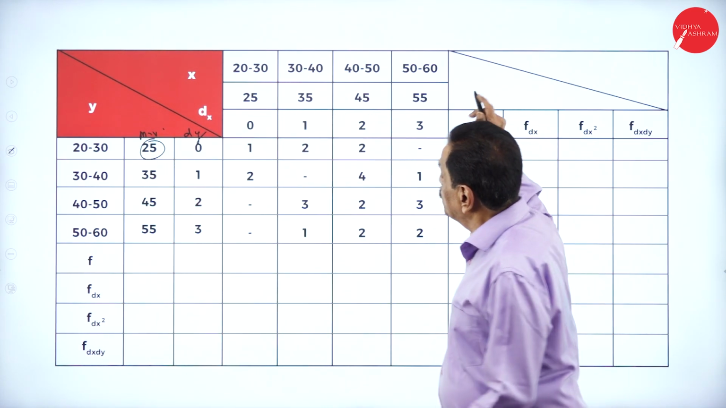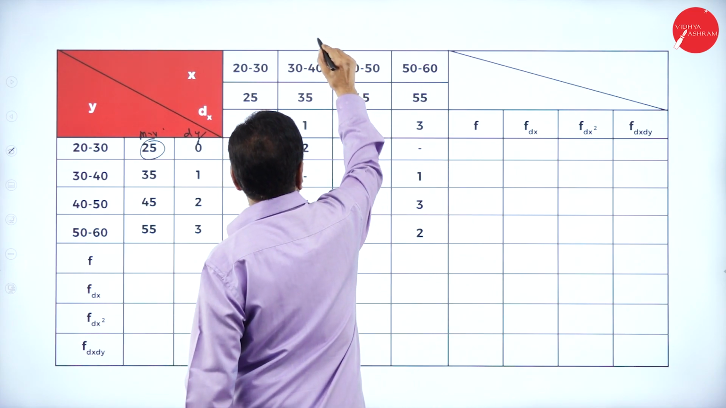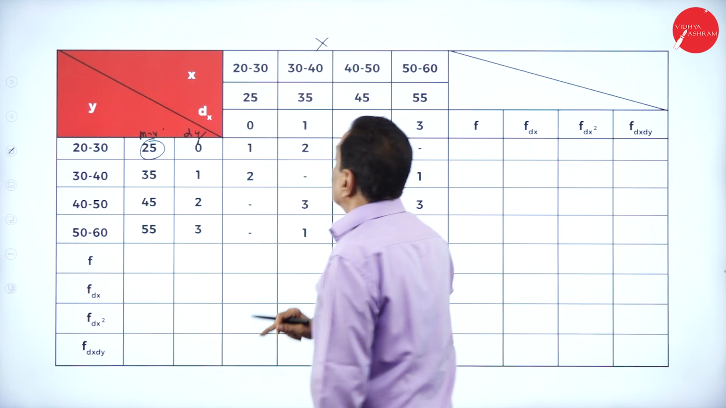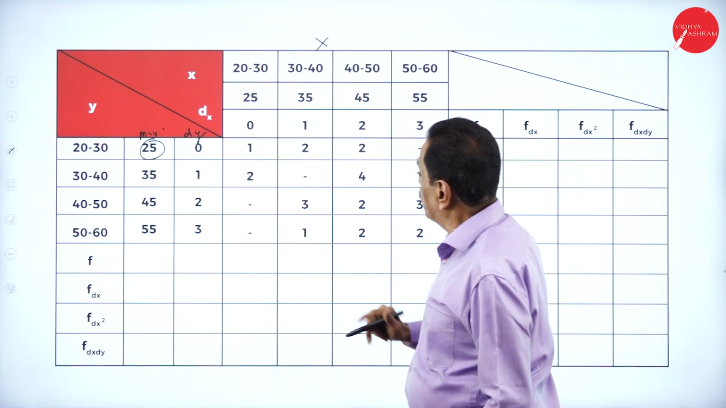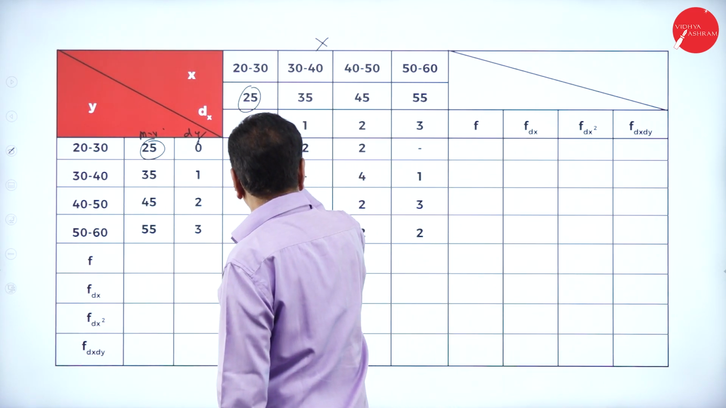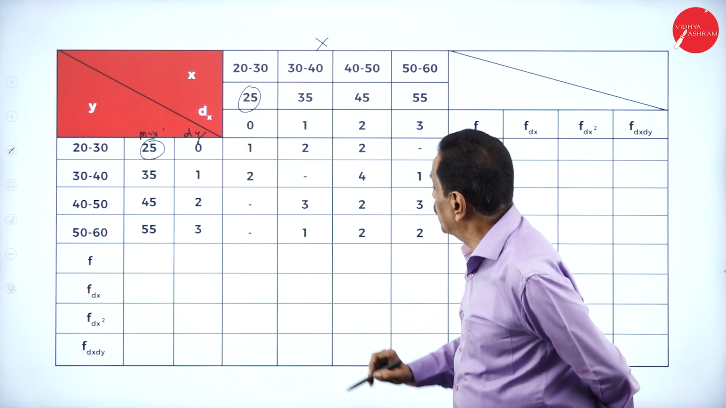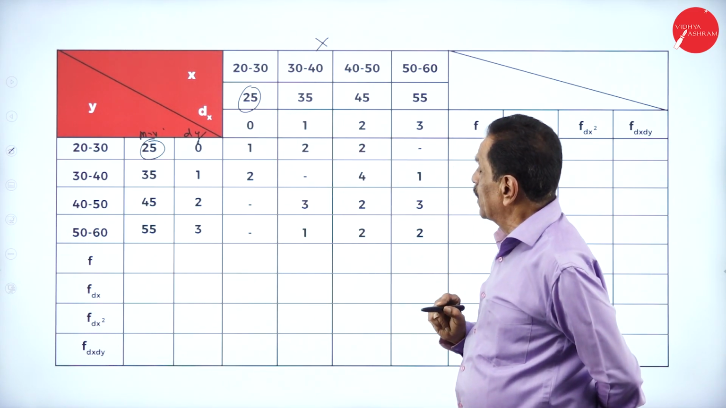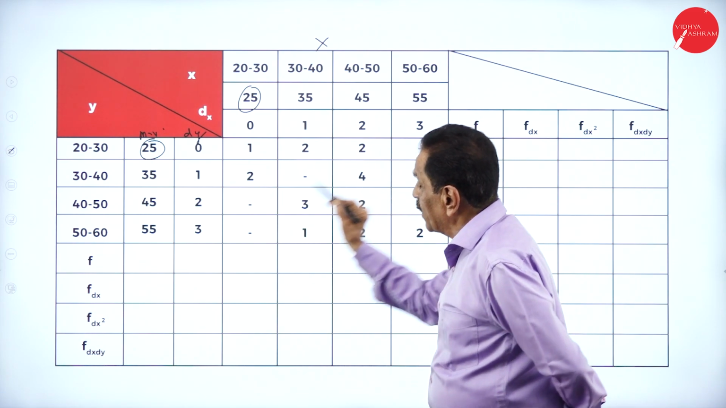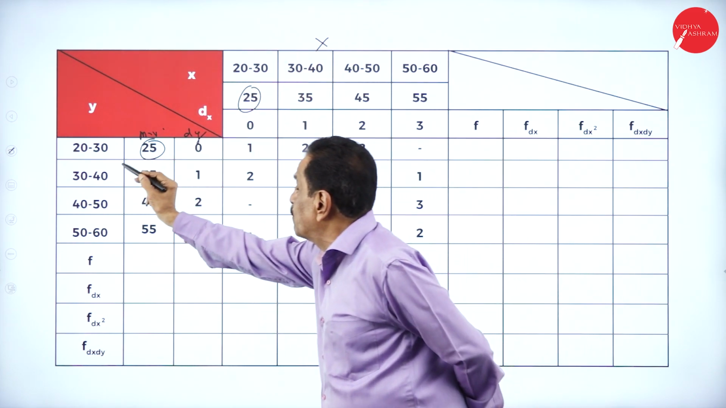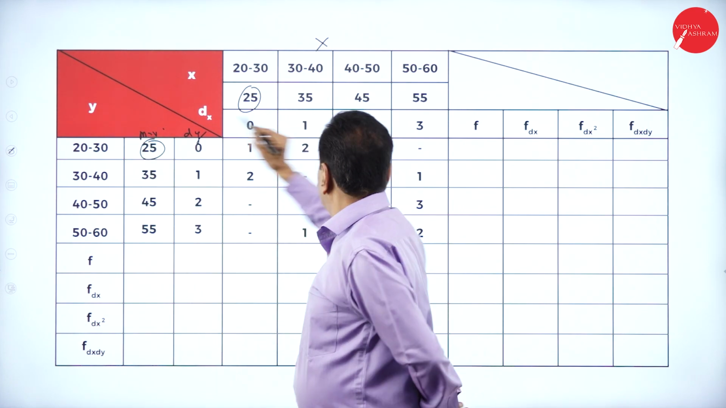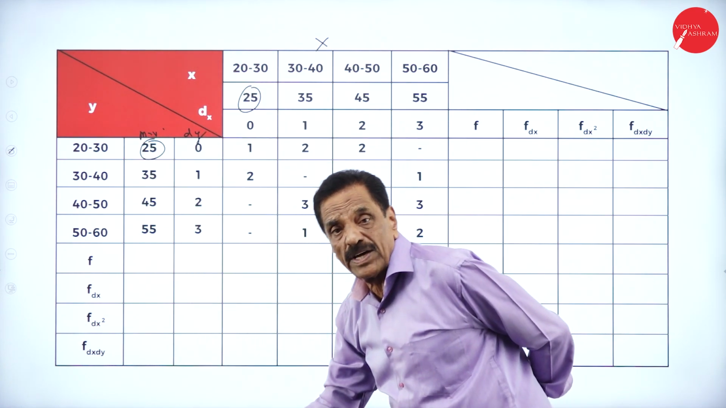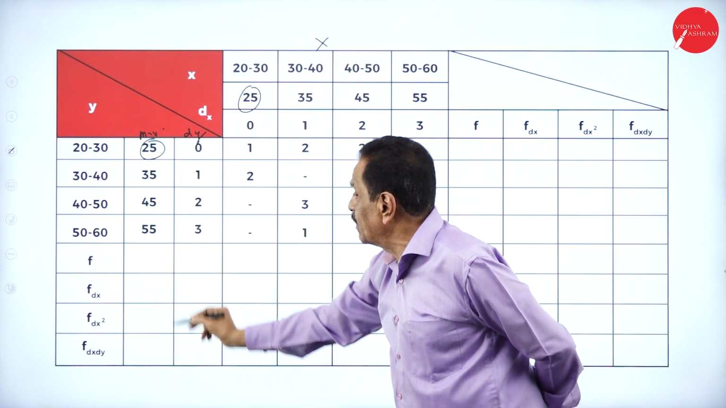Come back to the X series. Mid values 25, 35, 45, 55. Assume the first as 0, then 1, 2, 3. Now, this is the common frequency for both. This is for the Y series, this is for the X series. If X is given, this is for the X series; if Y is given, this is for the Y series.